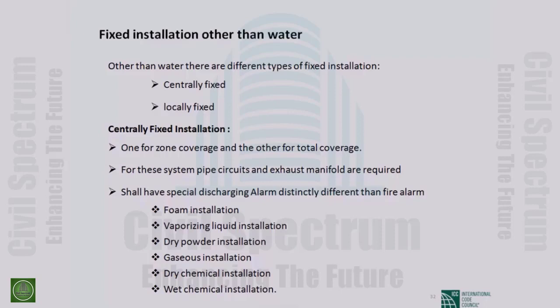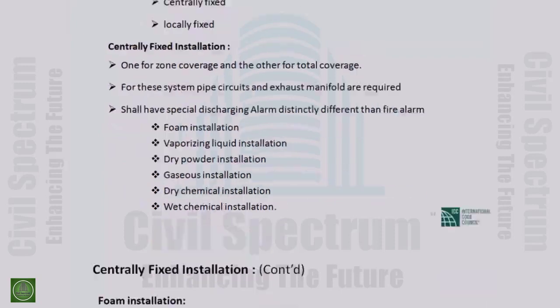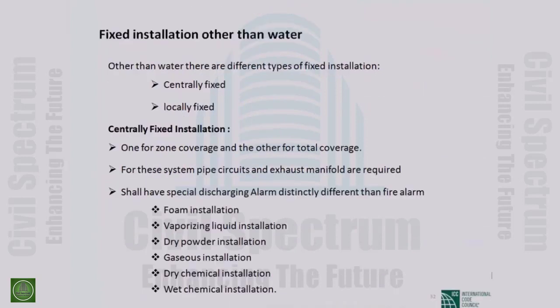If it can be centrally fixed, the system can be of foam. It can be a central system. It can cover a zone or it can be a local area. So there is some pipe connection, and then the system will be foam installation or vaporous liquid installation or dry powder installation or gaseous installation or dry chemical installation or wet chemical installation. You can take a different type of installation.